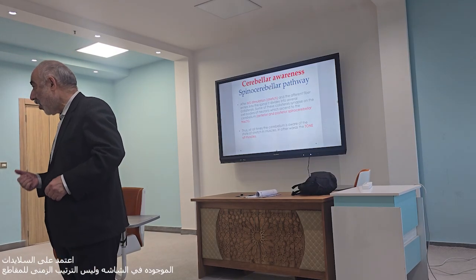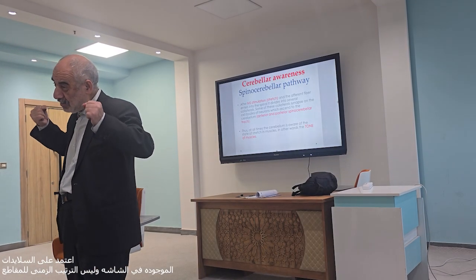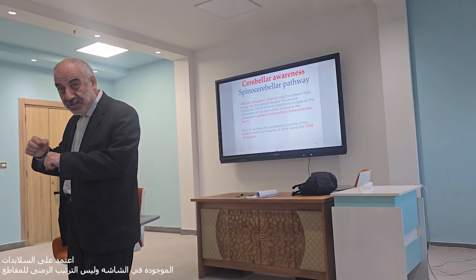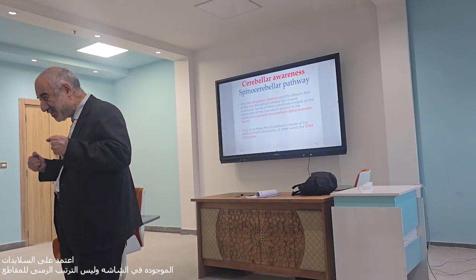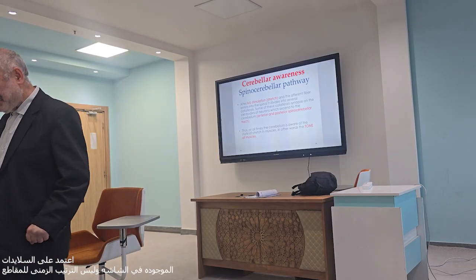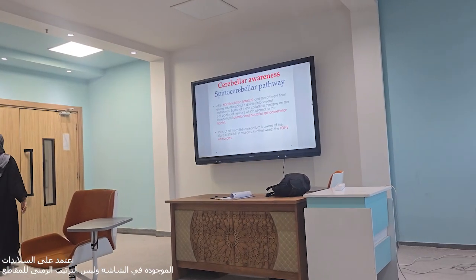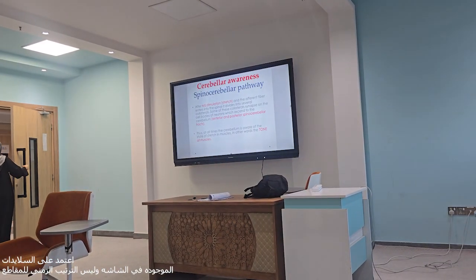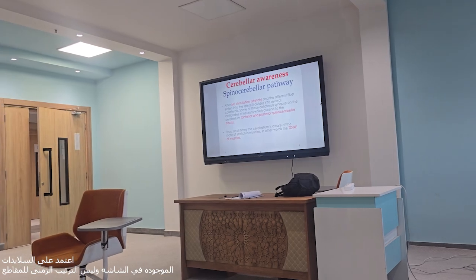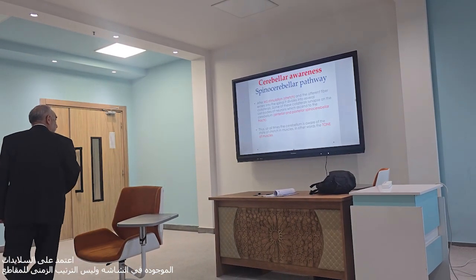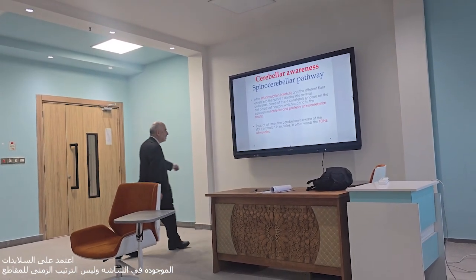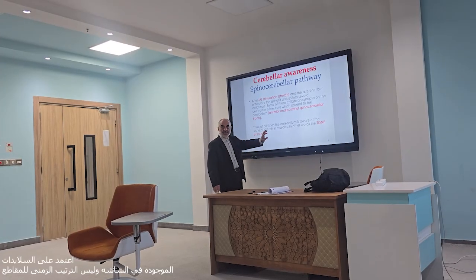As I told you, hypertone is related to the brain. When there is damage to the brain, you get hypertone, spasticity. But if you have hypotone, it's related to the cerebellum. Hypotone, the tone of muscles is reduced. Okay? So the cerebellum is very important.